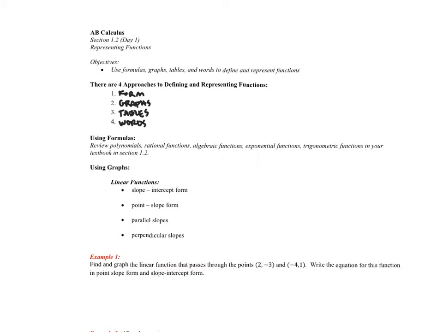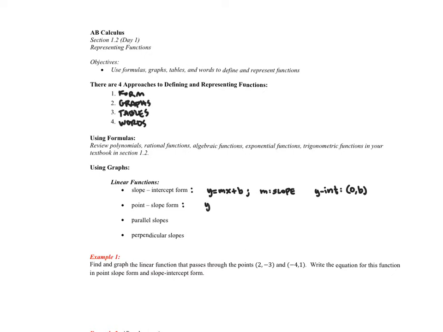Using graphs, specifically with linear functions, there's 4 topics that we like to cover, at least to review what you did in pre-calculus. First is the slope-intercept form, y equals mx plus b, where m represents the slope, and the y-intercept is the coordinate or ordered pair 0, b. That's useful when working with the y-intercept or trying to find the y-intercept.